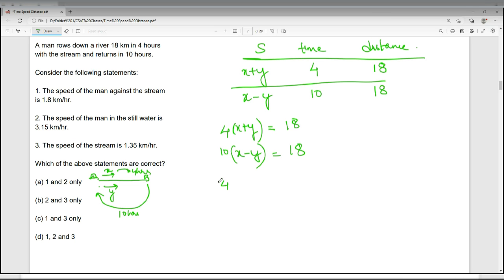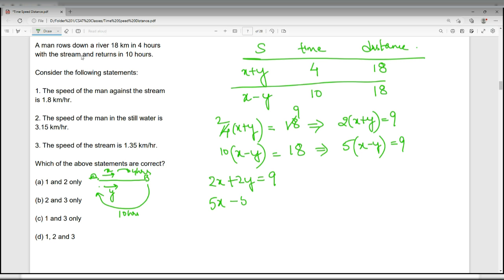Now we can reduce these equations so that they get simplified. This implies 2 into x plus y is equal to 9, since we have 2 in 4 and 18, and 5 into x minus y is equal to 9. So we have these two equations, 2x plus 2y is equal to 9, and 5x minus 5y is equal to 9. We need to eliminate one variable here.